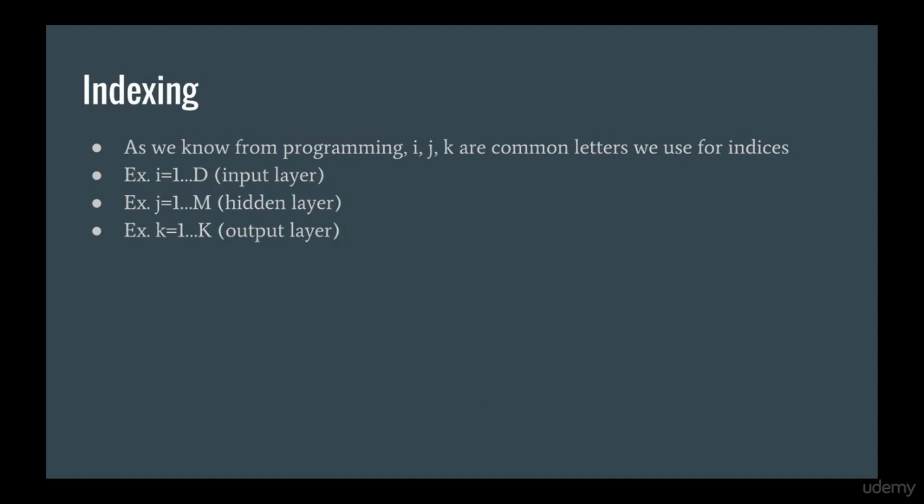Related to the previous issue is what letters we use to index things. As you know from math and programming, i and j are common indices when we want to do a loop or a sum. We've done this in previous examples. We used i to index the input layer, so i goes from 1 to D. We used j to index the hidden layer, so j goes from 1 to M. And we use k to index the output layer, so k goes from 1 to K. So i, j, and k are all common indices you've probably seen before in a computer programming course you've taken in the past, so there's nothing new to see here.